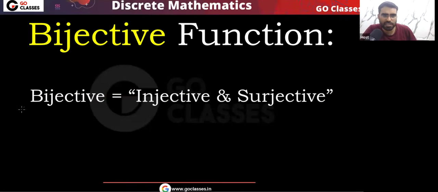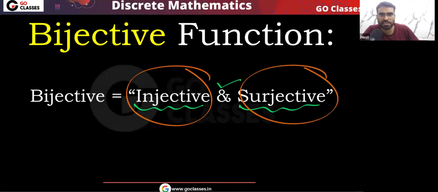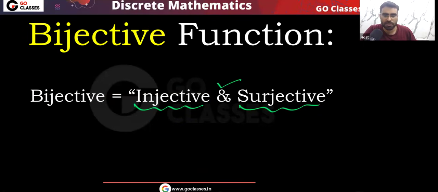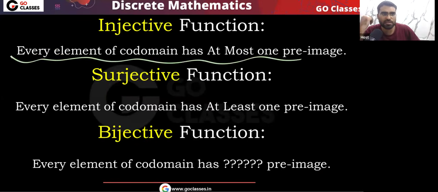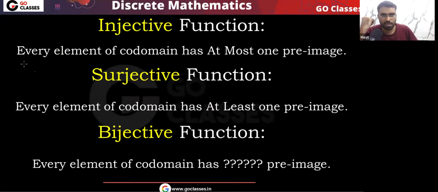Now, the definition of bijective function is very simple. That is a function which is injective and which is surjective. A function which is both injective and surjective will be called a bijective function. This is the definition of bijective function. Now, tell me one thing. Is this the definition of injective function? Read this and tell me yes or no.